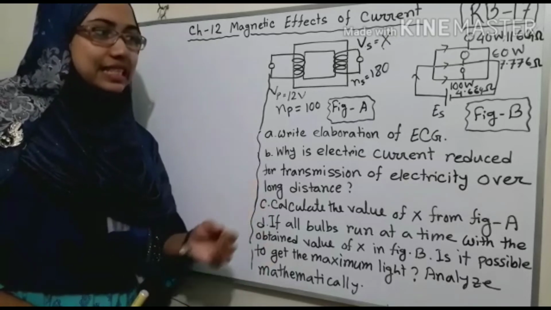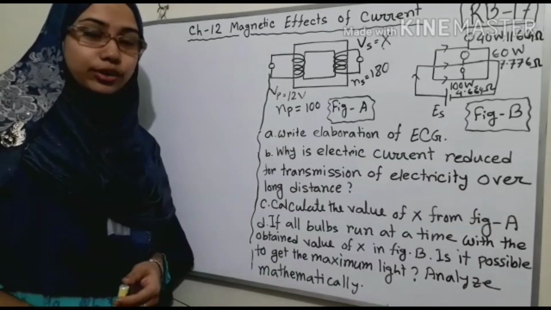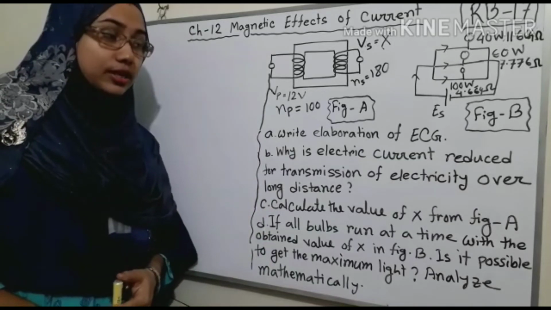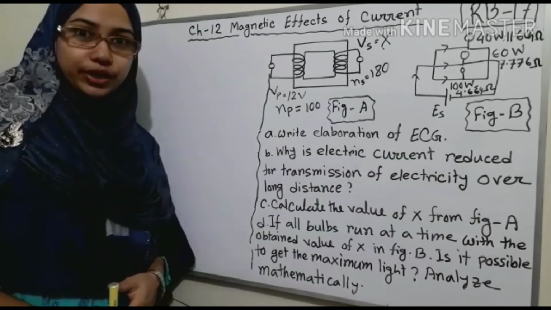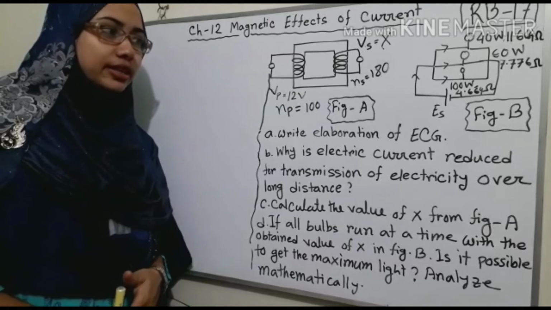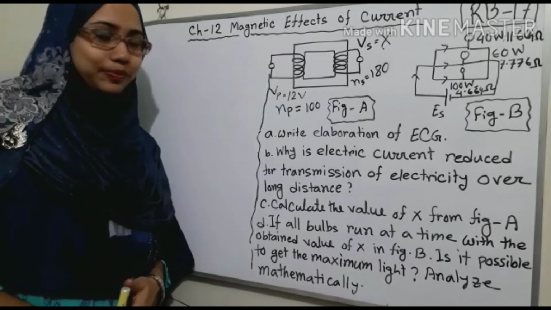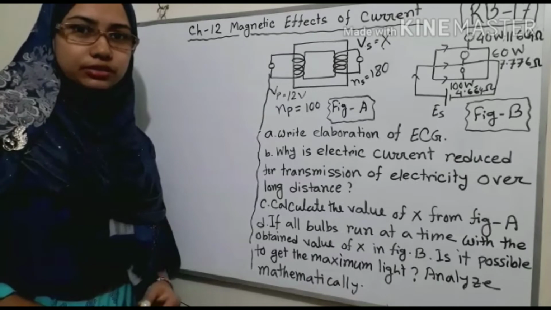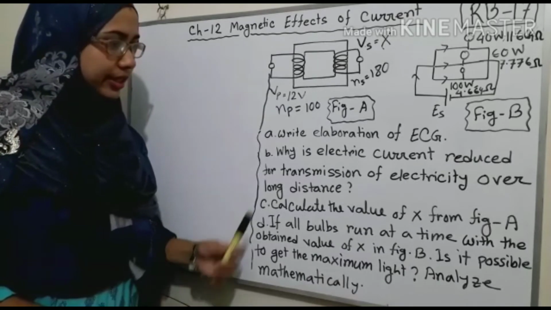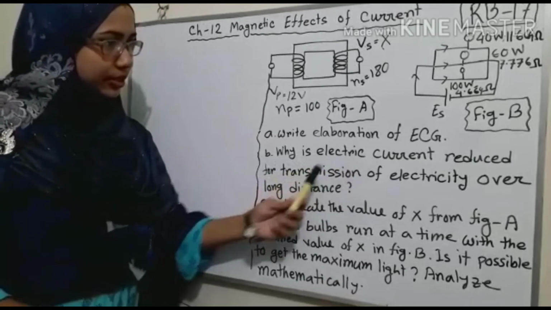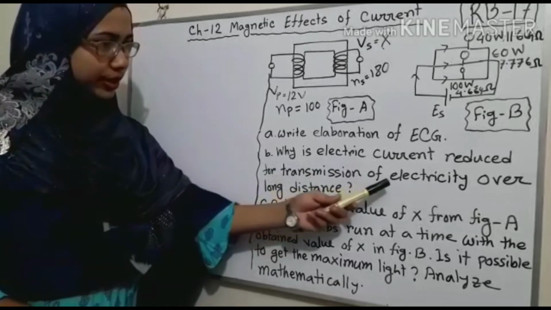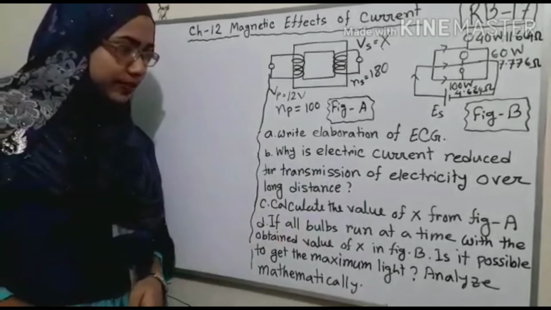So here ECG is electrocardiogram. Don't forget to read the spelling perfectly, because if the spelling is incorrect, then the answer is also incorrect. Let's have a look at the B marks question. In B marks question it is said that why is electric current reduced for transmission of electricity over long distance?